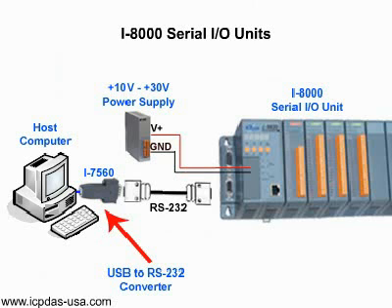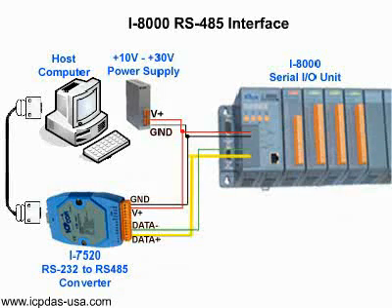If your computer doesn't have a serial port, you can use an I7560, a USB to RS-232 converter for Windows and Linux operating systems. I8000 units also have an RS-485 interface, so you can wire them in the same manner as you would the 7000 series and the I87K units, as indicated in the diagram, with the RS-232 cable and the I7520 RS-232 to RS-485 converter.